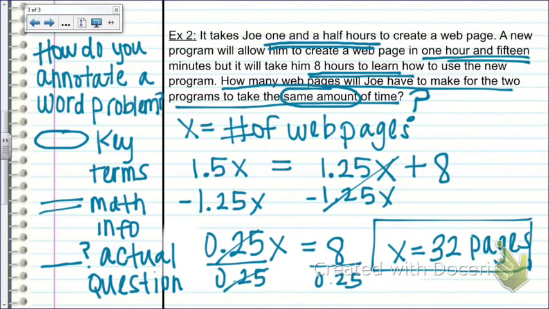So at 32 web pages, the old way and the new way takes the same amount of time. If he only had to make 20 web pages, which program would you suggest he use? If he only has to make 20, the old one or the new one? The old one. If he has to make 100 web pages, which do you think he should use? The new one, right? If he has to make 32, he can choose whichever one he wants. Does that make sense? Okay.